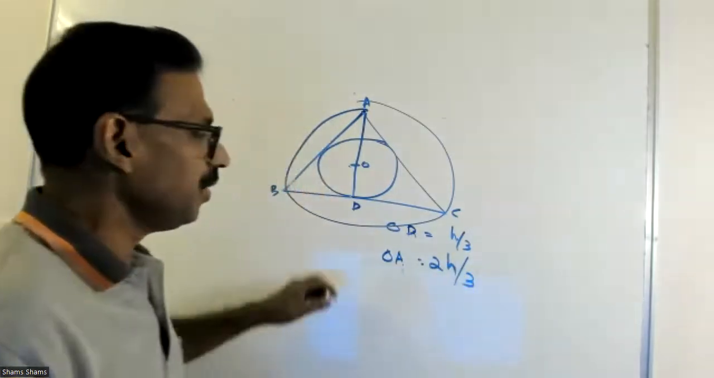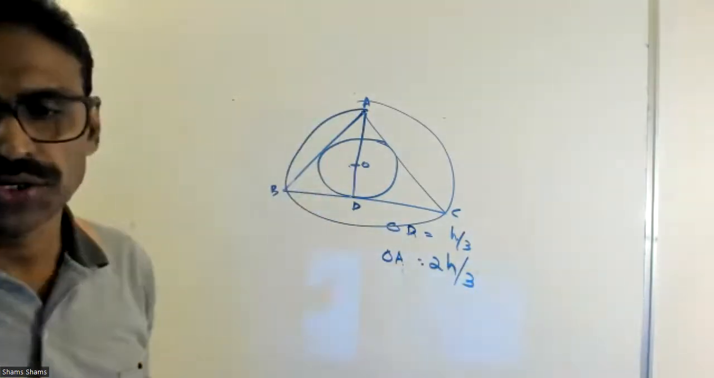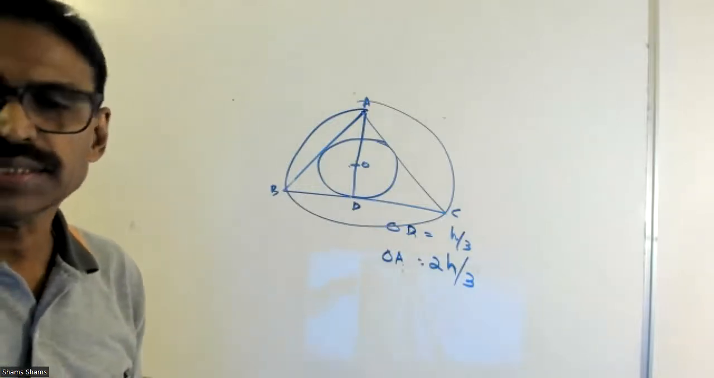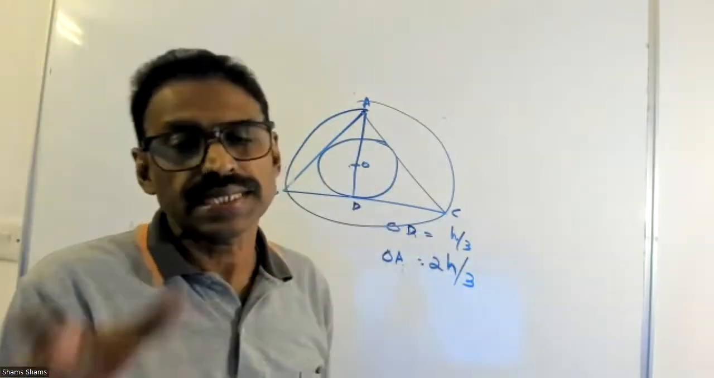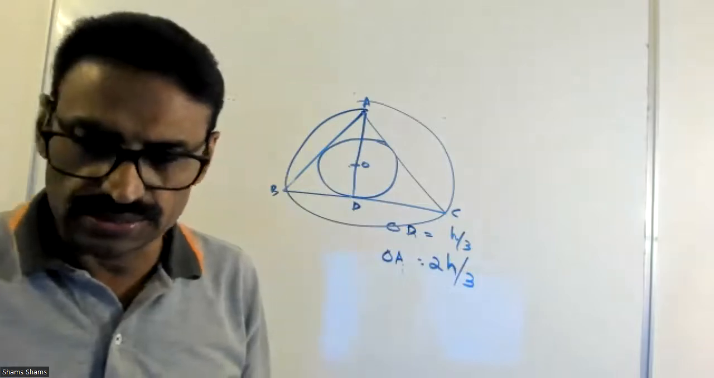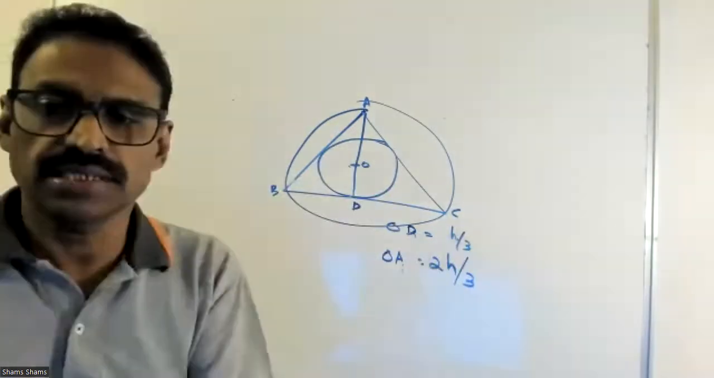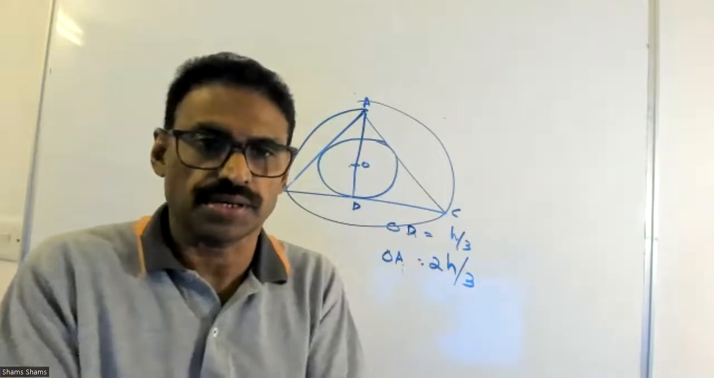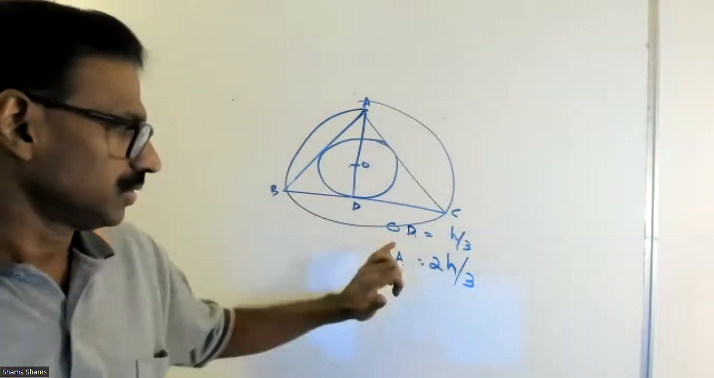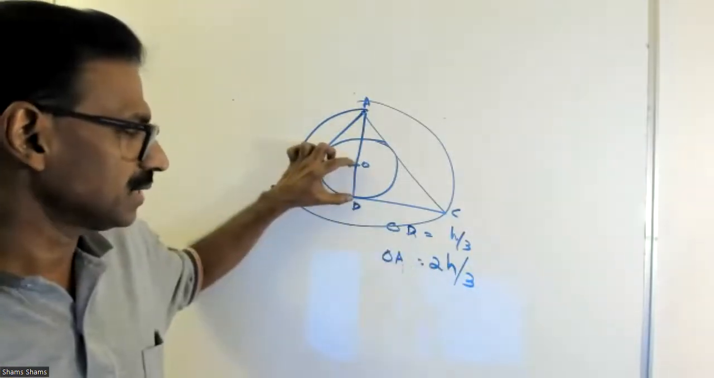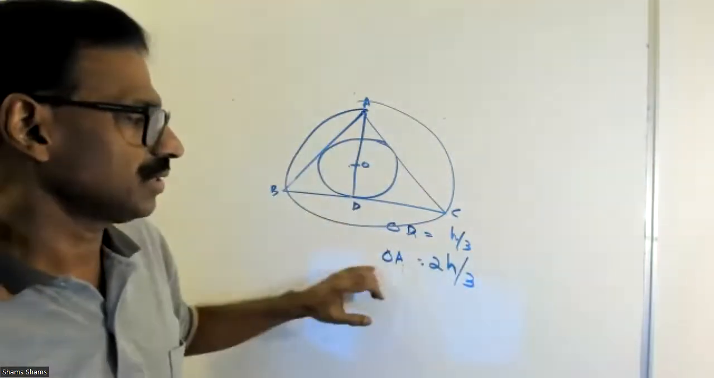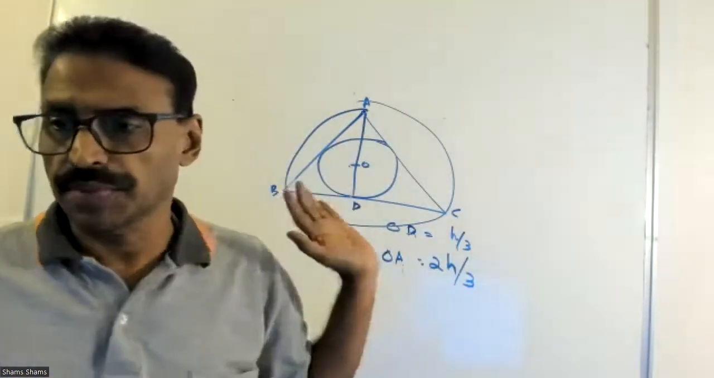So H is the altitude, AD. I just explained how it is derived. Forget about that. Listen, because you won't find this formula in the reader and extra books. We derived it only. So it is correct. OD, that means inradius, equals H divided by 3. OA, circumradius, equals 2H by 3. That's all you have to learn by heart.